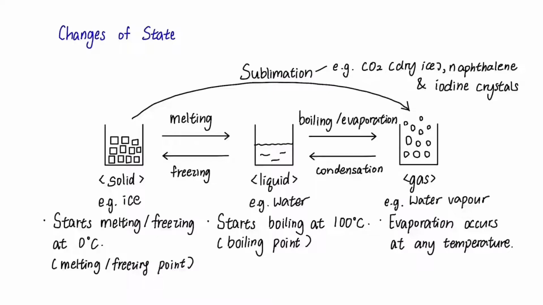Changes of state. All substances are able to change their state under different temperatures. Starting from a solid, it can be changed to a liquid by a process called melting. Think of ice under the hot sun. You'll see that it has turned to water within a second. As long as the temperature is higher than 0 degrees Celsius, it will immediately start to melt, and this temperature is called the melting point.